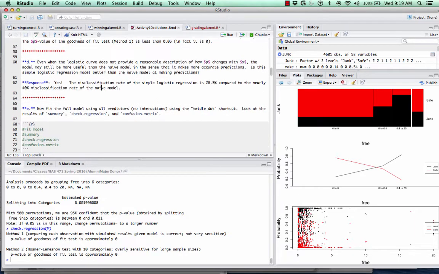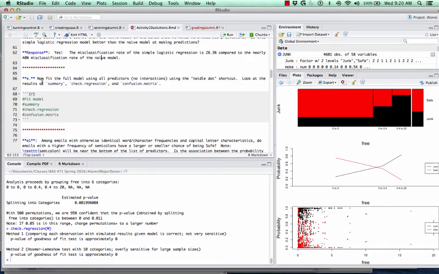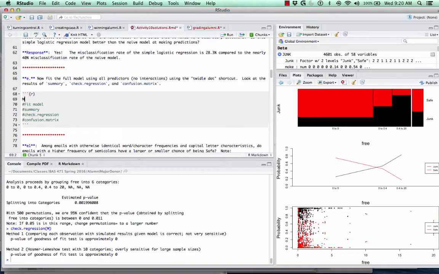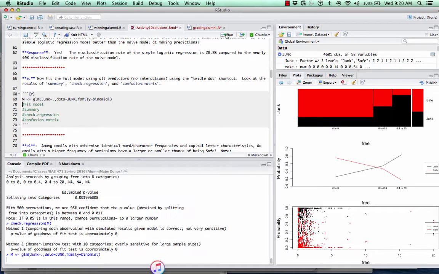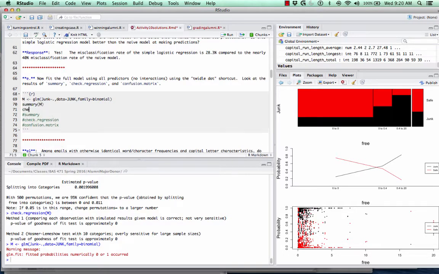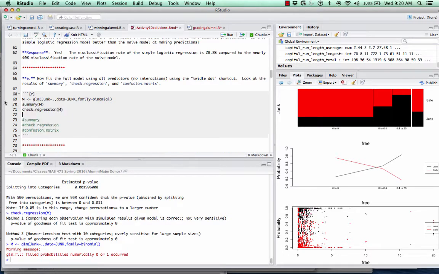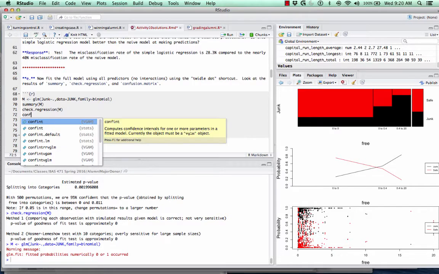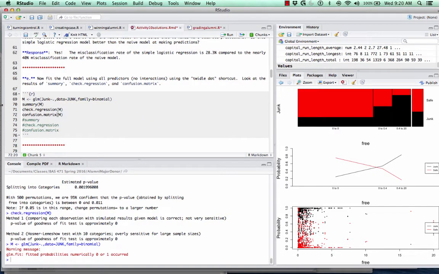So, all right, this model isn't the best for describing how the relationship between p and the word frequency changes, but it's actually a lot better than nothing when we try to make predictions. Part E asks us to now fit the full model, so glm of junk tilde dot, family equals binomial, and to talk about it. So let's run this model and get a summary of the model. Let's check to see whether or not this model provides a reasonable reflection of reality, and then also let's look to see how well it makes predictions.